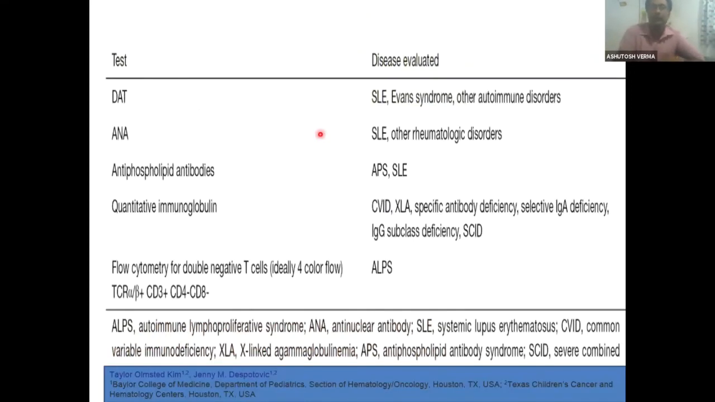These are the common tests which should be employed in the case of secondary ITP, like DAT and ANA, antiphospholipid antibodies in case of antiphospholipid syndrome, other autoimmune or rheumatological disorder, quantitative immunoglobulin in case of immunodeficiency, and flow cytometry for double negative T cells in case of suspected ALPS.